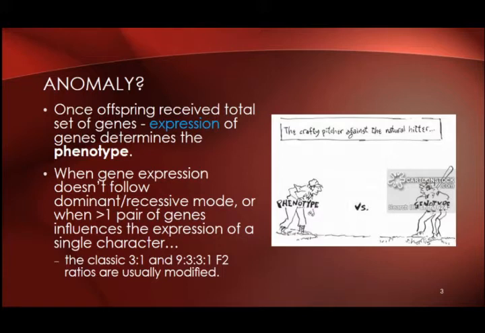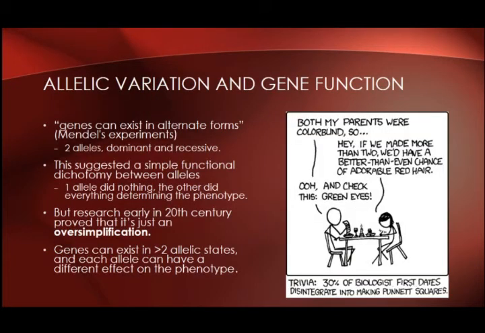But when gene expression does not follow the dominant or recessive modes, or when more than one pair of genes influences the expression of a single character, usually we will get something really different compared to the 3:1 and 9:1 ratios. Elaboration of gene function: genes can exist in alternate forms according to Mendel's experiment. So you have two, dominant and recessive.